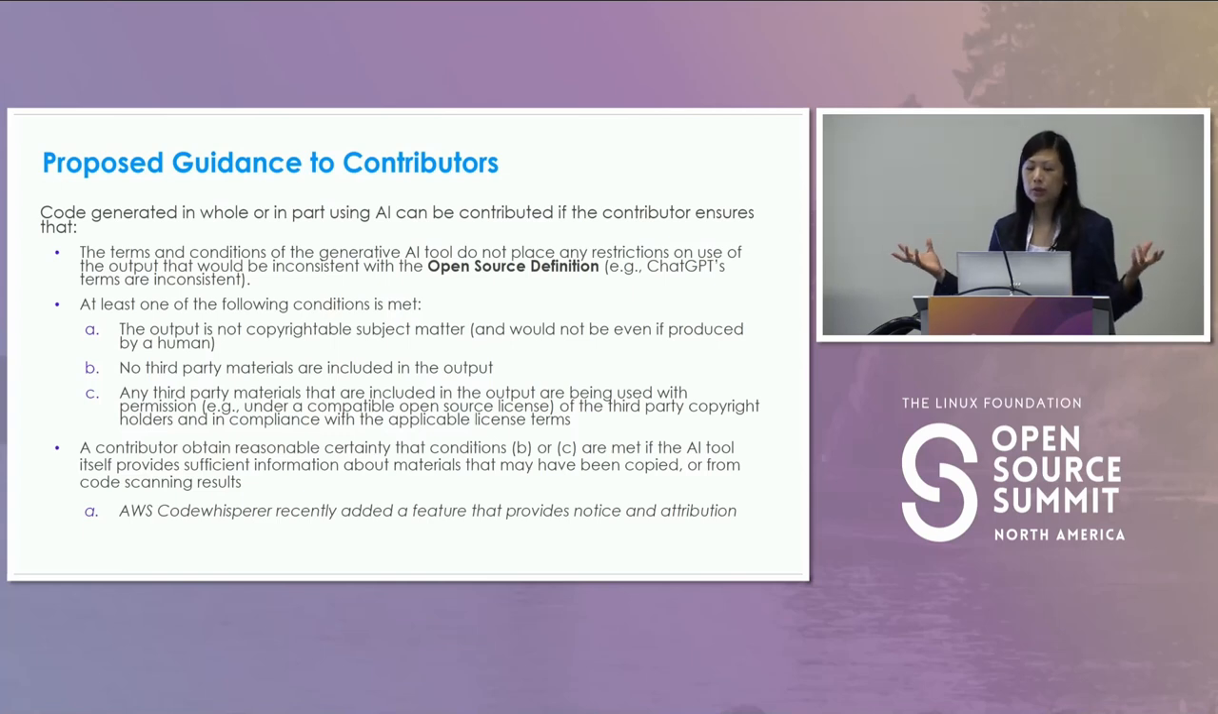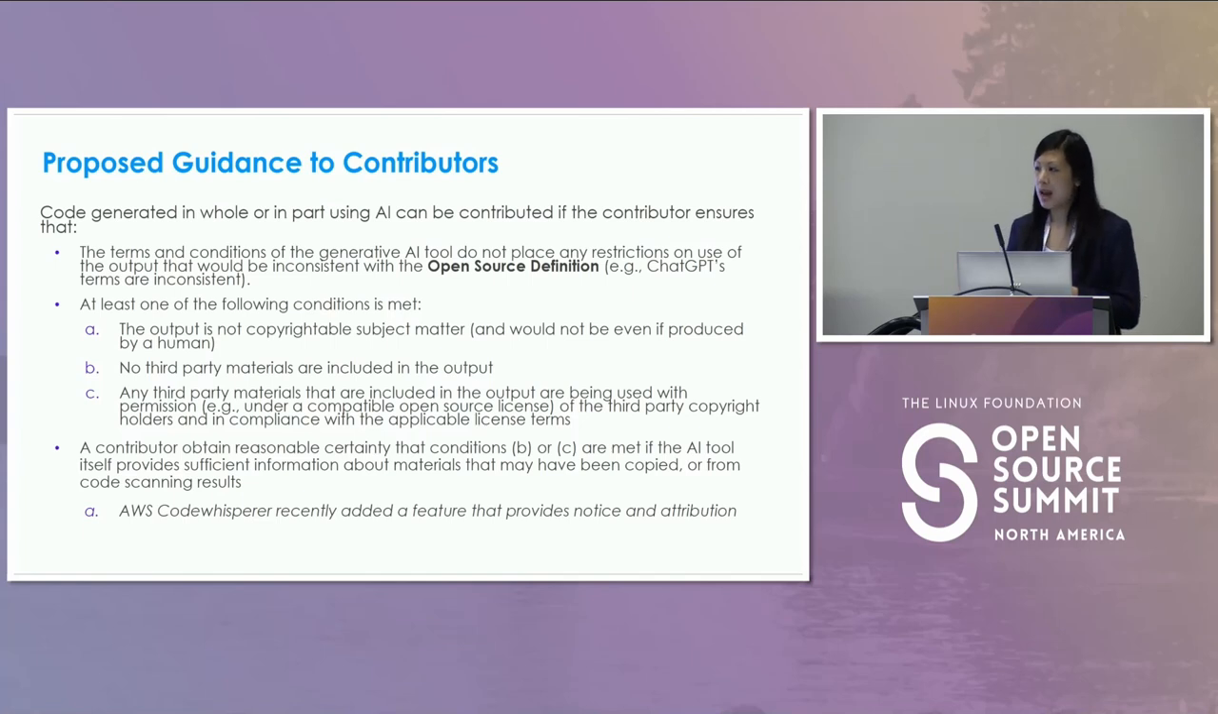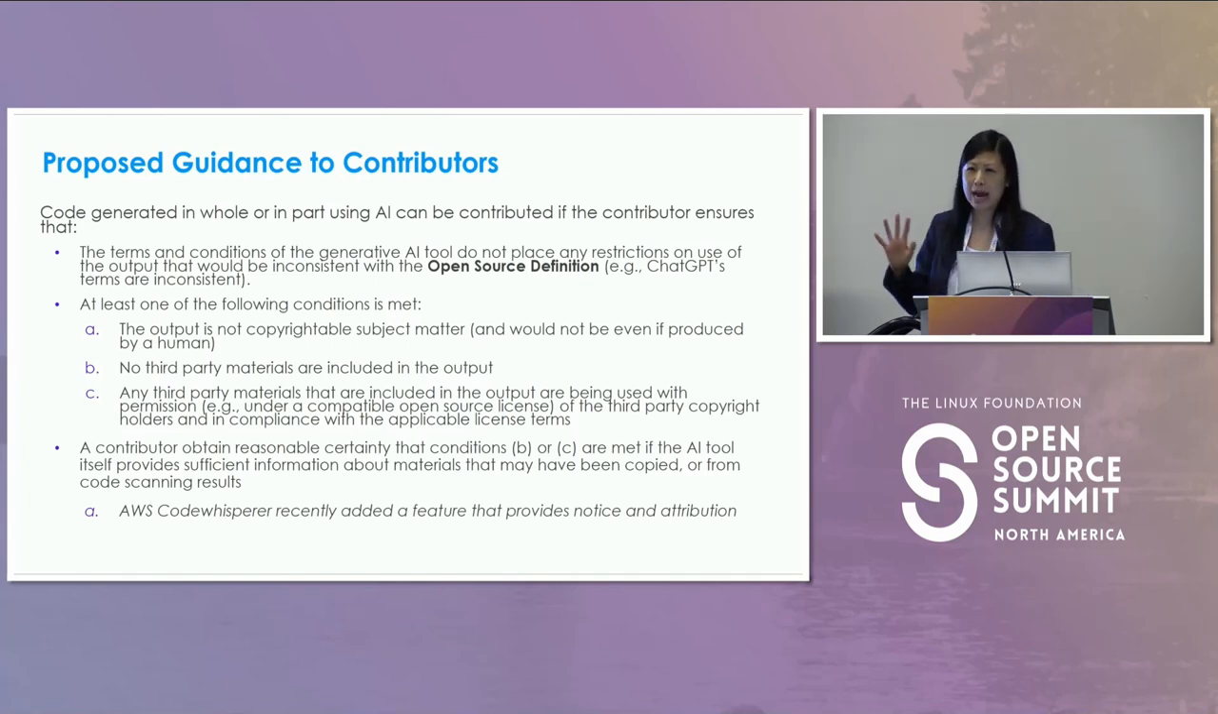As I said, the tools are evolving to make a determination that the output is compliant much easier. For example, AWS CodeWhisperer recently added a feature that provides notice and attribution. And GitHub Copilot has announced that this is a new feature. I don't know if it's been rolled out yet, but if it hasn't, it's any day now.